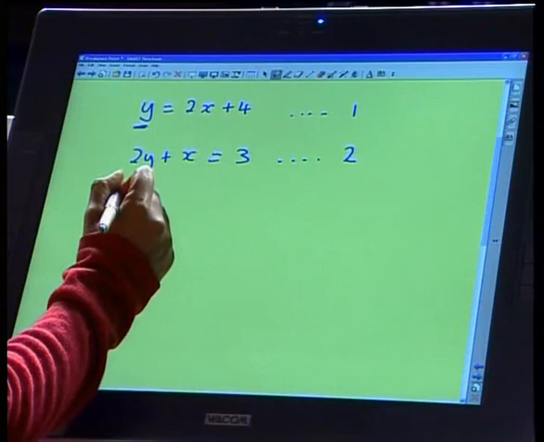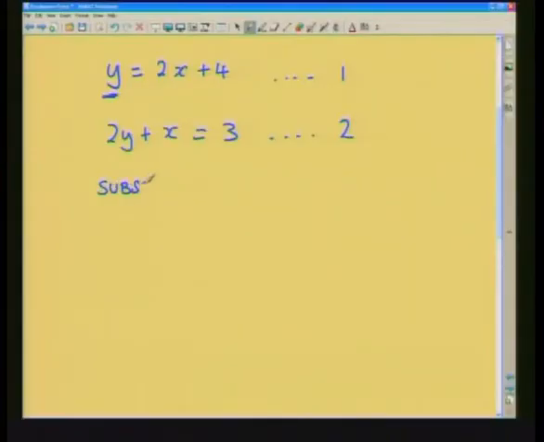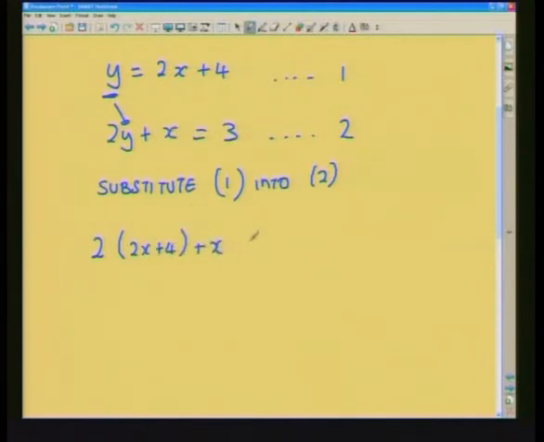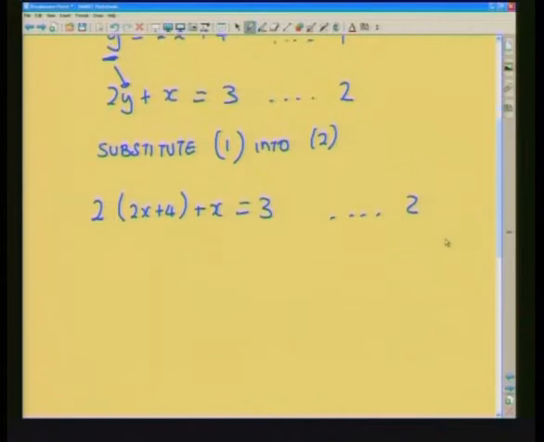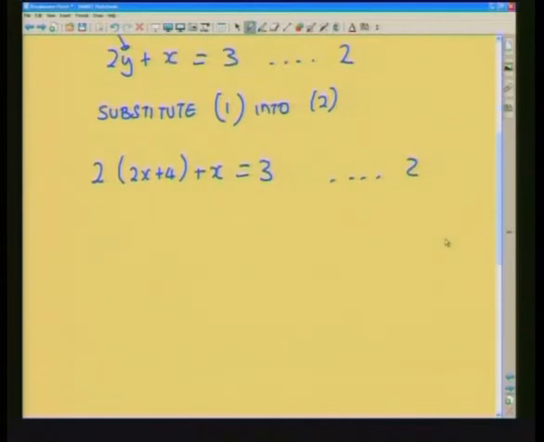Once we've got that, we substitute equation 1 into equation 2. In place of y, I'm going to substitute the value 2x plus 4. So my new equation 2 is going to look as follows: 2 times (2x plus 4), plus x, is equal to 3. This is the new version of equation 2, where I've now substituted the value for y in.